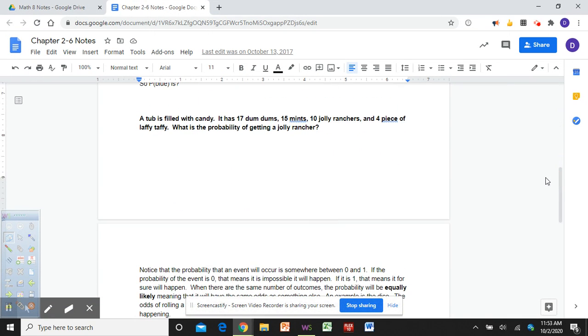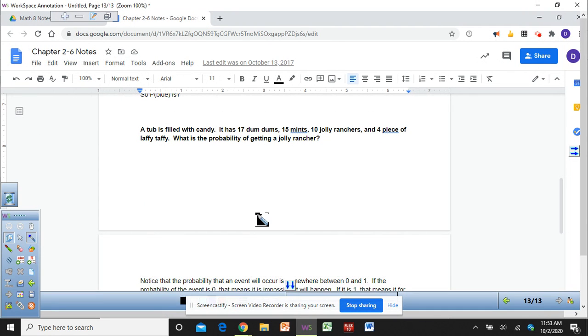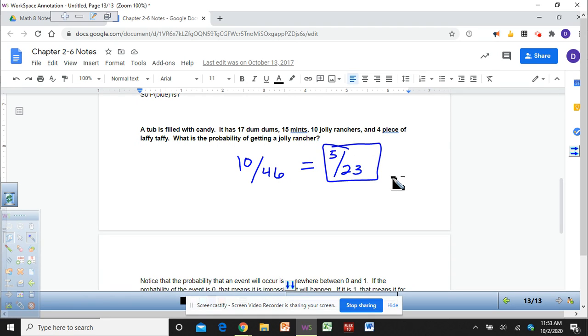Okay, another question. A tub is filled with candy. It has 17 Dum-Dums, 15 Mints, 10 Jolly Ranchers, and 4 pieces of Laffy Taffy. What's the probability we get a Jolly Rancher? So there are 10 total Jolly Ranchers out of 32, 42, 46 possible outcomes, which when we simplify that down is 5 out of 23. So there's a 5 in 23 chance that you will pull a Jolly Rancher out of the first one.